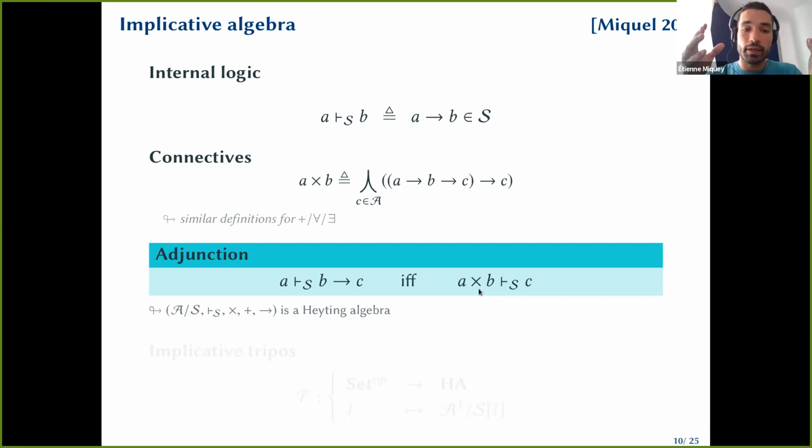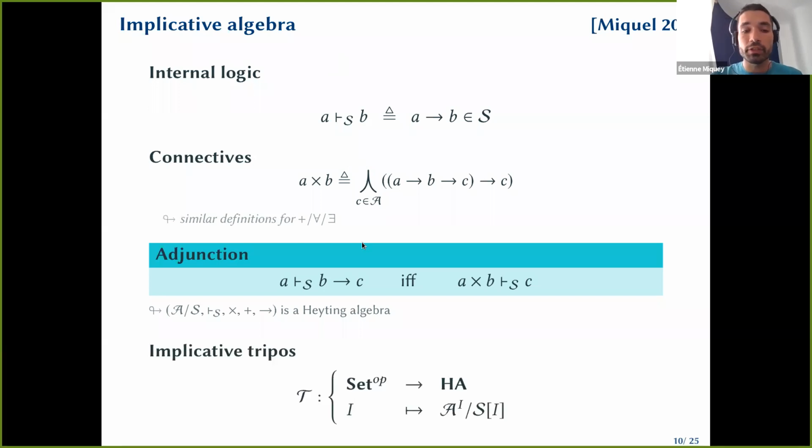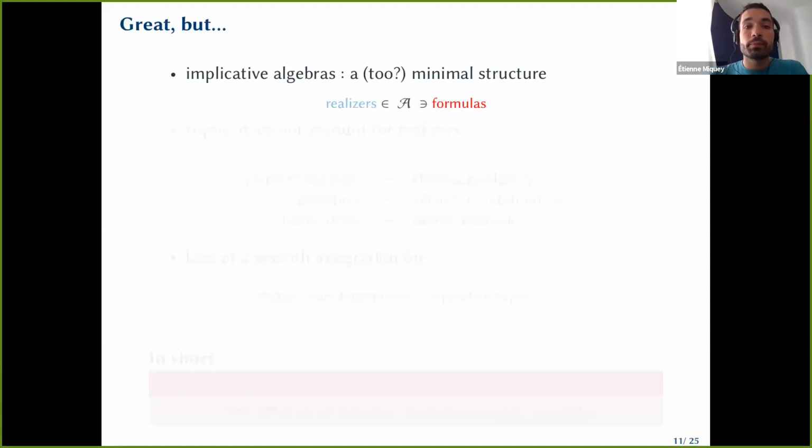So having this property, it's pretty easy to get a Heyting algebra out of an implicative algebra by quotienting everything by the disentailment relation. And then you know how to define a tripos, okay? And the construction is pretty similar to the construction for Heyting algebra. So that was the picture before our work somehow.